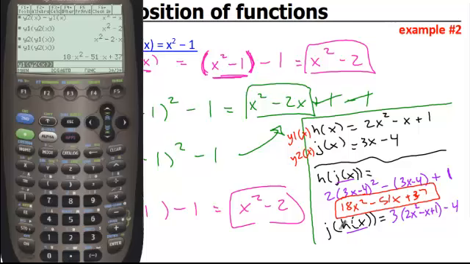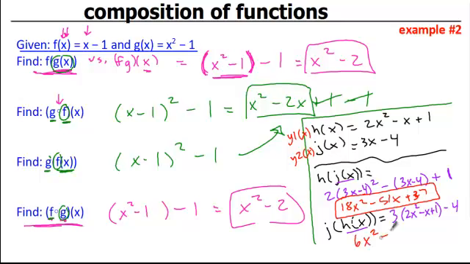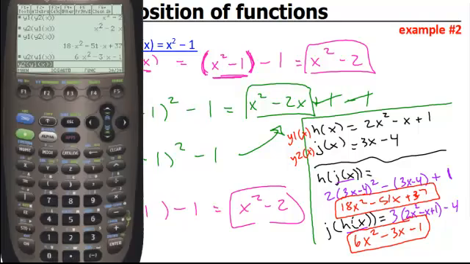And if I wanted to evaluate j of h of x, I would take my y2 of y1 of x, and when I evaluate that, I get 6x squared minus 3x minus 1. Okay, and that would be my second solution.